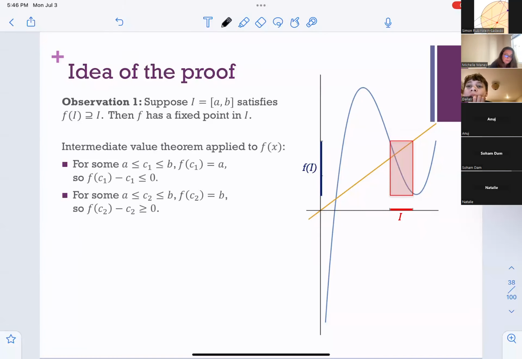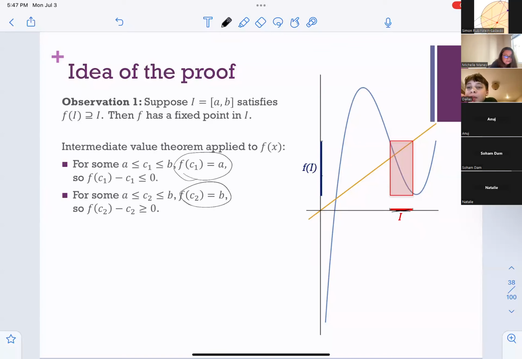But the intermediate value theorem says, well, since the y values that I get contain this interval I, something must map to the left endpoint, right? And that something sits between A and B. So in other words, I have some C1 where f of C1 minus C1 is less than or equal to 0. Similarly, something in there must map to the right endpoint B, right?